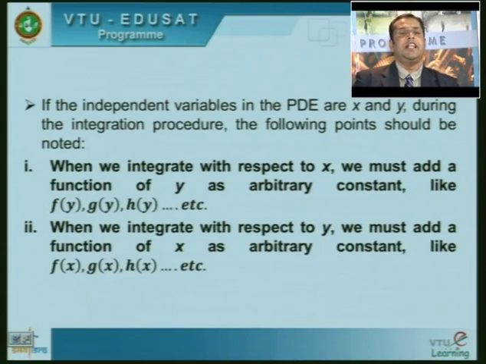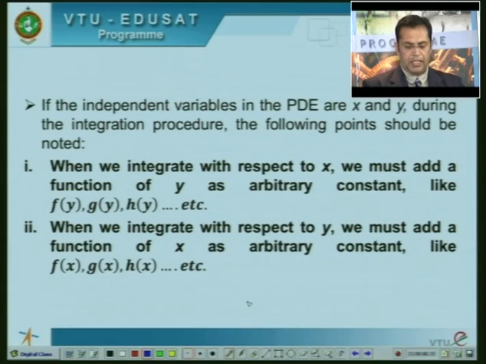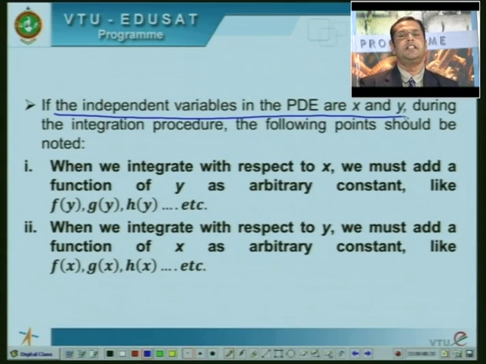Now, what is the direct integration procedure? If the independent variables in the PDE are x and y, then during the integration procedure, the following points should be noted. When we integrate with respect to x, because you will have more than one independent variable, we must add a function of y as an arbitrary constant, like f of y, g of y, h of y and so on.